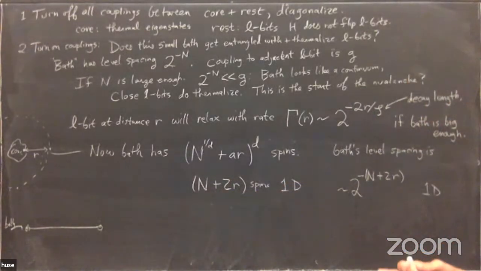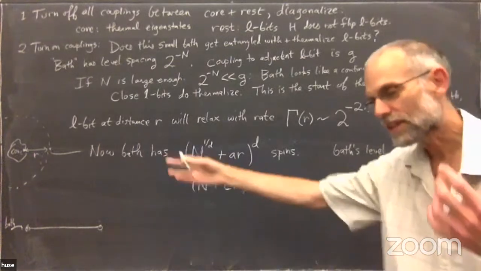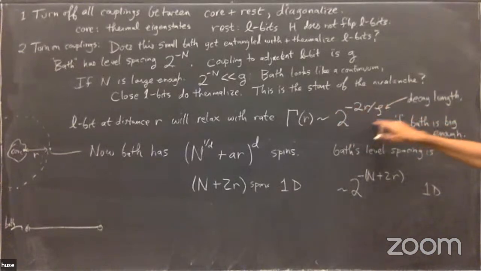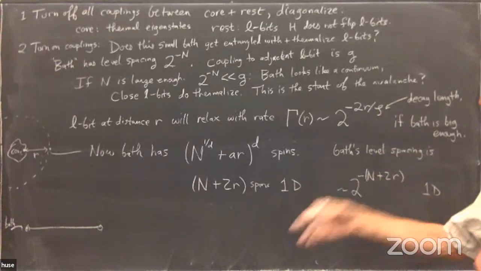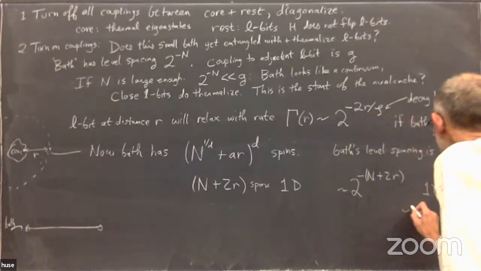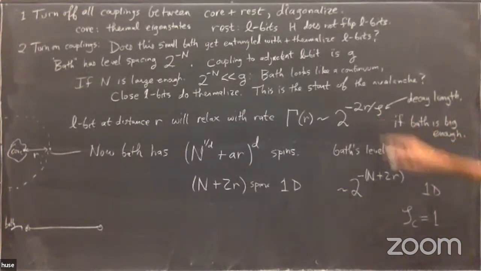And that's what happens in the pre-thermal MBL regime. An avalanche will just thermalize the whole system very slowly, right? The amount of time it takes to thermalize out to length scale r is exponentially long in r, right? So it's a very slow process, but it ultimately thermalizes. And so in 1D, the critical point is when this is 1. Okay, so that's in 1D.